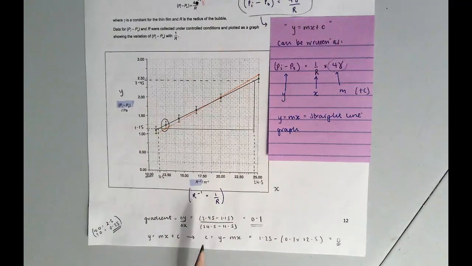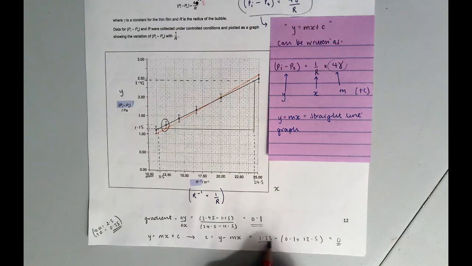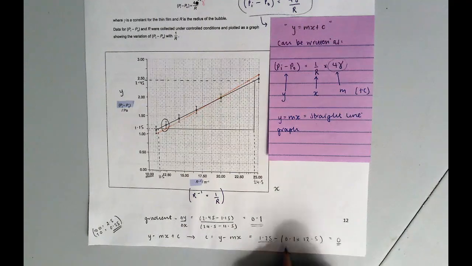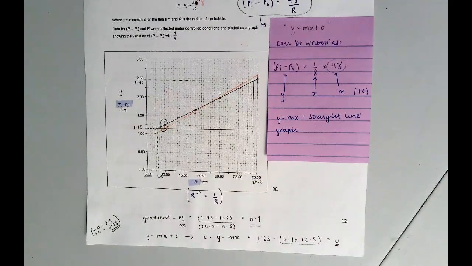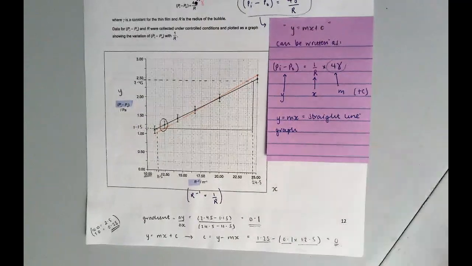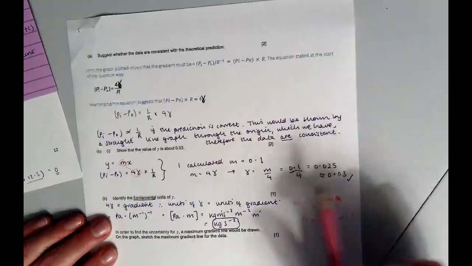So I then popped my y minus mx values in. So my y value that I chose was 1.25. My gradient I'd already calculated. My x value was 12.5. And that told me and proved to me that actually the y-intercept will be 0. Now this is going to be helpful for some of the questions, so I might have to just revert backwards and forwards between these pages.